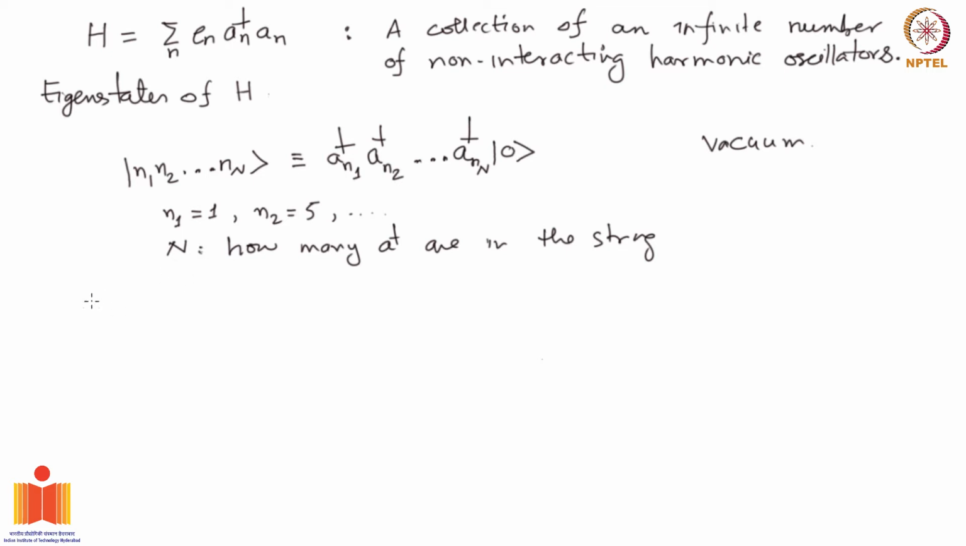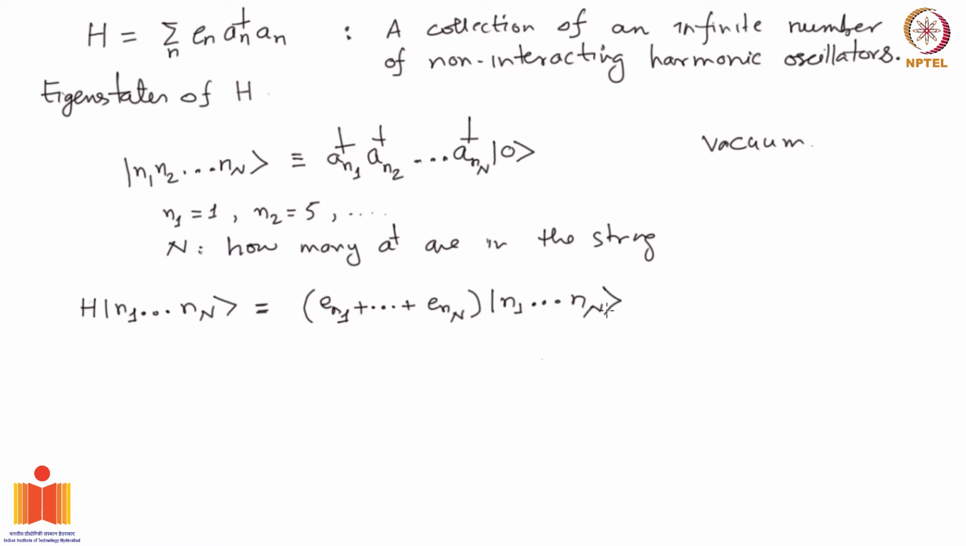So if you look at the action of the Hamiltonian on this state, you can easily compute it the way we did last time. It will turn out to be the following. It will of course be an eigenstate, and the eigenvalue would be the sum of these energies. That's evident from the discussion of last time.